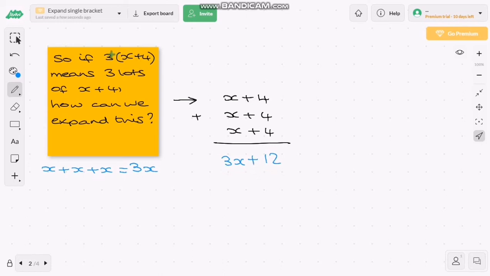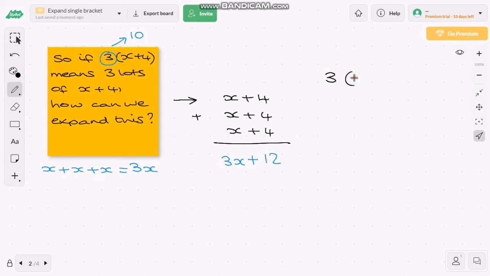But imagine instead of the 3 here, we had something like 10 or 15 or 17. Are you really going to be writing x plus 4 10 times, 17 times? Are you going to do a very long column addition? No, we don't have the time for that. So the quicker way, that's where I'm going to teach you to expand brackets.